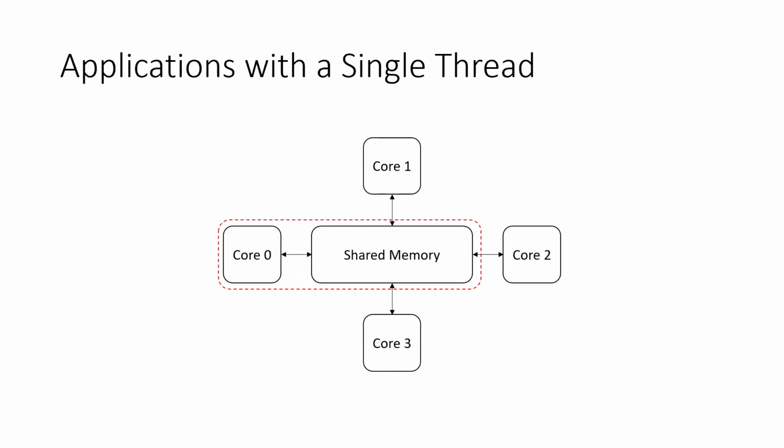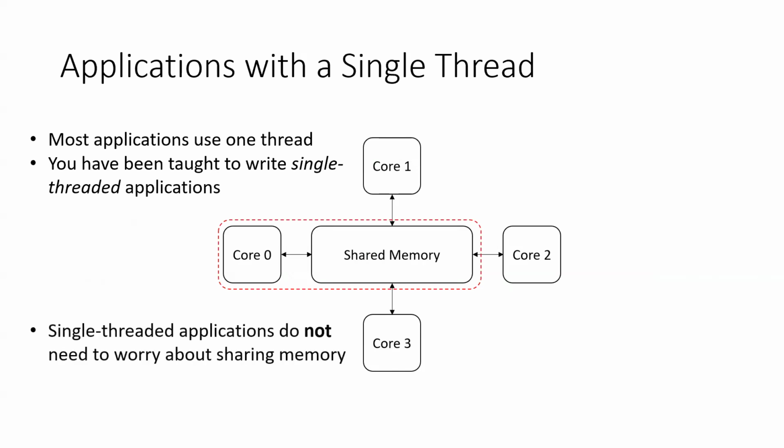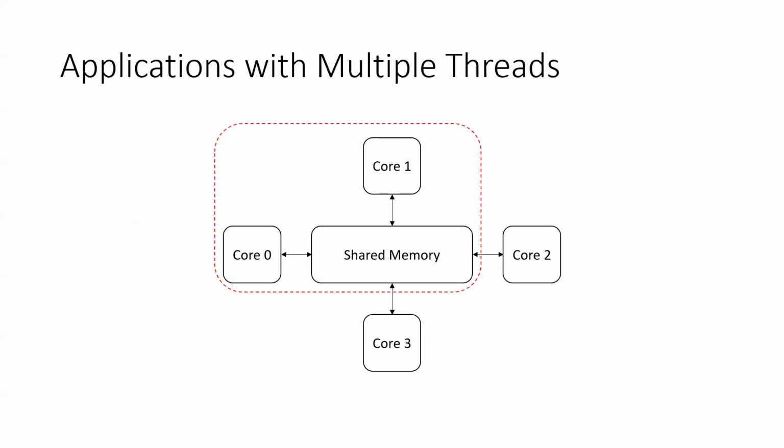And applications with a single thread that doesn't use multi-thread at all, just has 1 core running and talking to the shared memory. All 3 other cores are idle. Most applications use 1 thread. You have been taught to write only single-threaded applications. Single-threaded applications do not need to worry about sharing memory because it has the entire memory space to itself. But if you need to add more cores, more threads, you'll need to worry about shared memory.